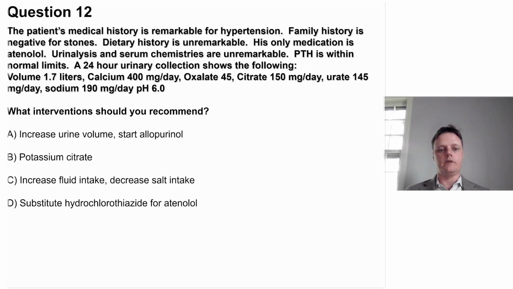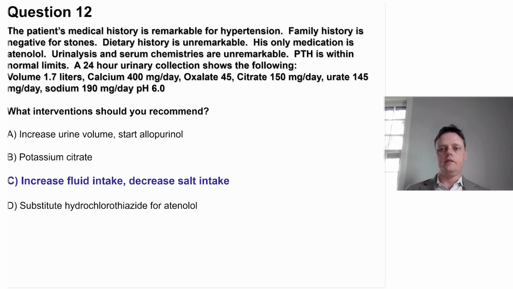Increase urine volume and start allopurinol. Calcium citrate, increase fluid intake and decrease salt intake, or substitute hydrochlorothiazide for atenolol. At least initially, we should increase the fluid intake and decrease salt intake.